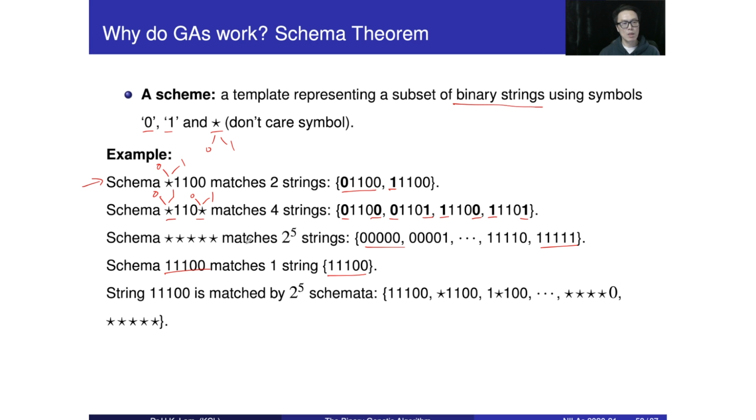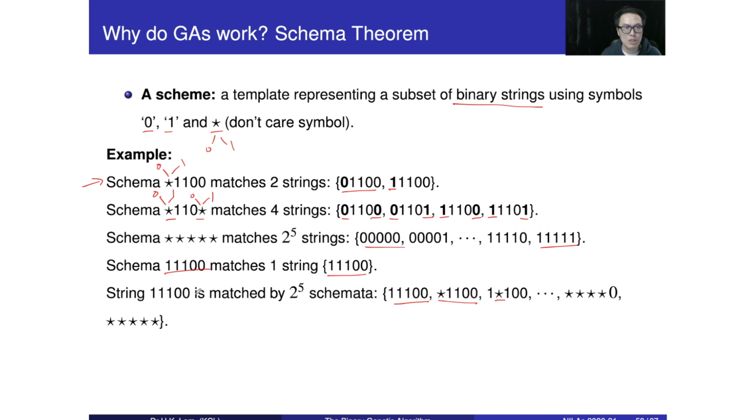If we ask the question of how many schemata match 11100, we will have 2 to the power 5. That means 11100 itself, and also we put a star right here, and then shift the star into different positions. We are going to use multiple stars, and you can simply play around with this. You will know how many schemata we have for one single string.